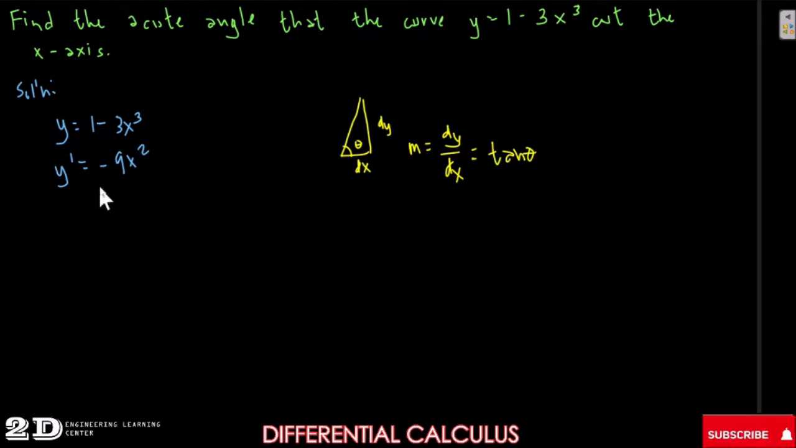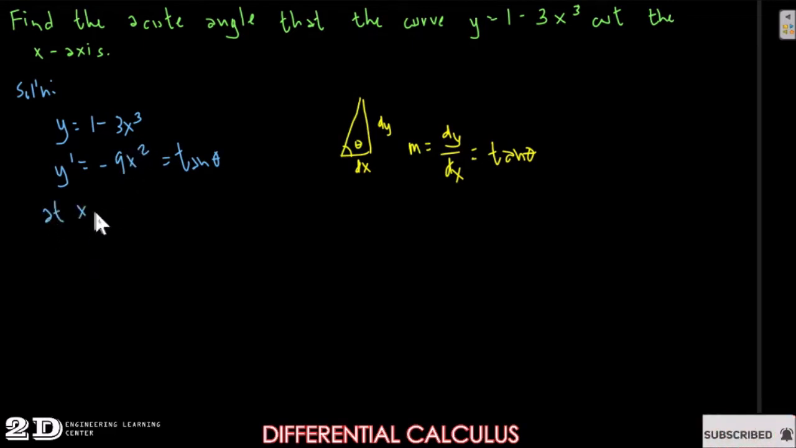So we could say that our y prime, or dy/dx, is equal to tangent theta, and because our angle is with respect to the x-axis, this theta is the angle that we are looking for. So how are we going to solve now for the angle? First we must find the value of x.